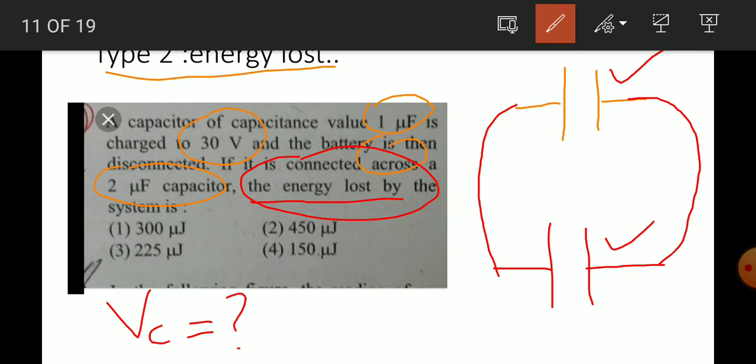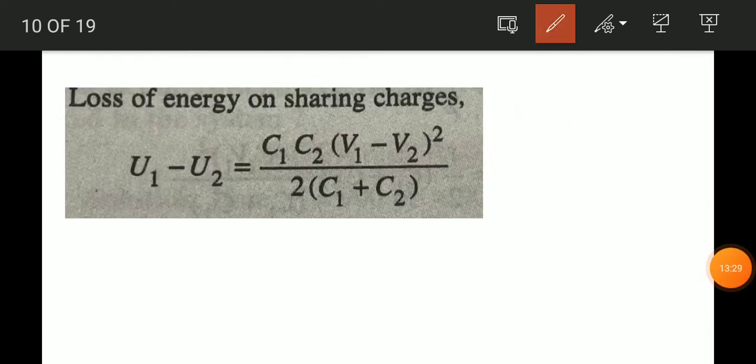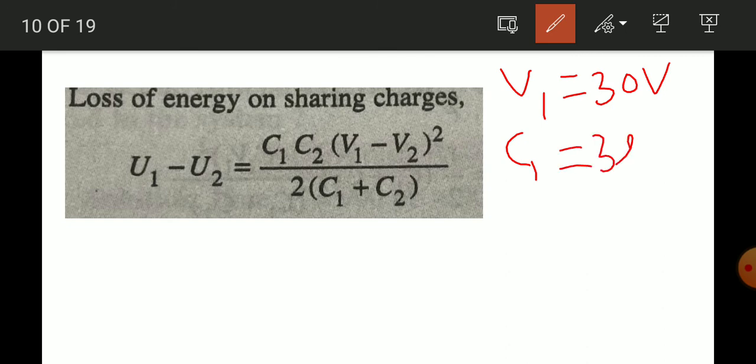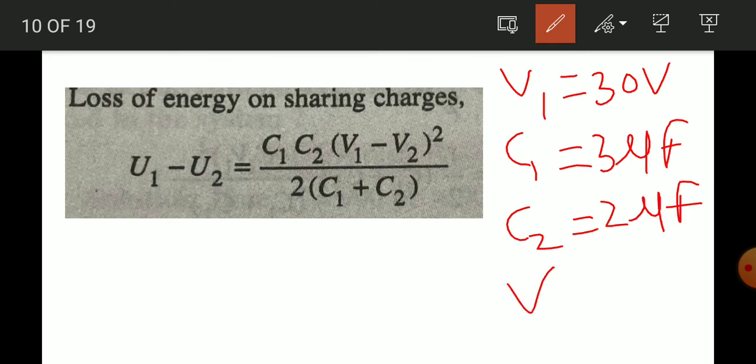Then they can tell you to find out the energy lost in this case. So let me go back to that formula. We can utilize this formula in that case. V1 was 30 volt, C1 was 3 microfarad, C2 was 2 microfarad, and the second capacitor was not charged, so its voltage will be 0. See, we have got all the values. All you need to do is put the values in this formula.